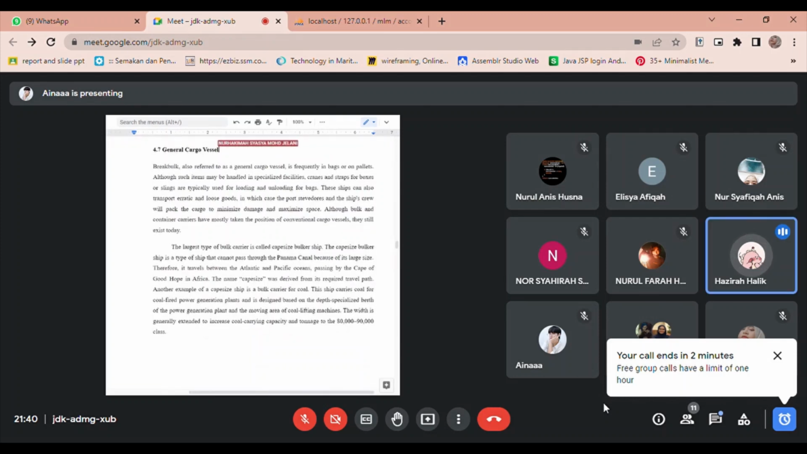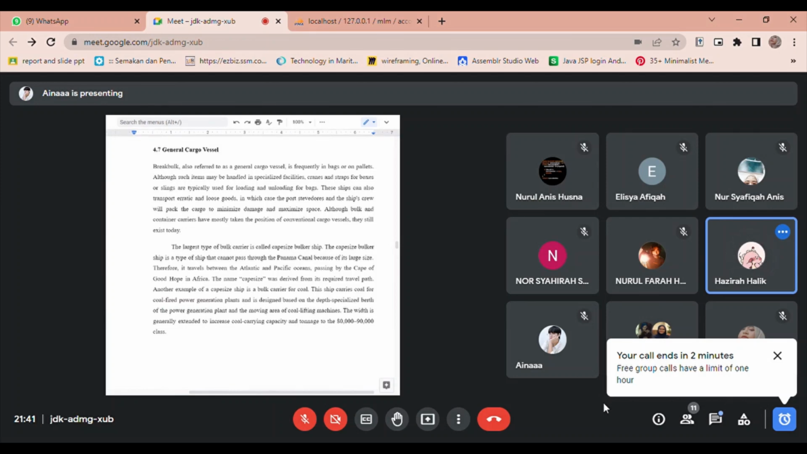Next, general cargo vessel. Breakbulk, also referred to as general cargo, is frequently in bags or on pallets. Although such items may be handled in specialized facilities, cranes and strap boxes or slings are typically used for loading and unloading bags. These ships can also transport erratic and loose goods, in which case the port stevedores and the ship's crew will pack the cargo to minimize damage and maximize space.